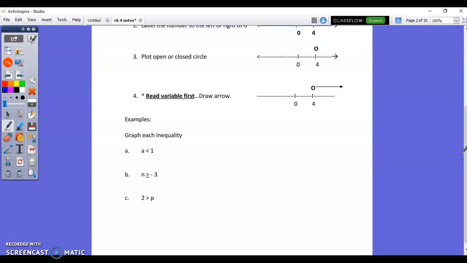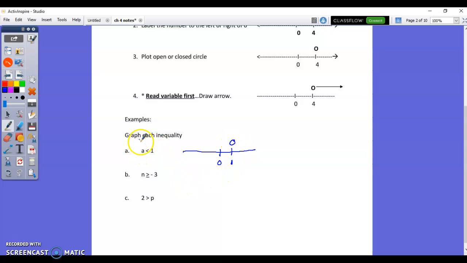So step 1, we are going to draw the number line. So I draw a number line, I label 0. All right. Step 2, I'm going to label 1. 1 is to the right of 0, so I'll put a 1 there. Then I have to determine whether it is an open or a closed circle. Does it include 1 in my answer, or does it not include 1? In this case, there's no line underneath, so it's going to be an open circle.